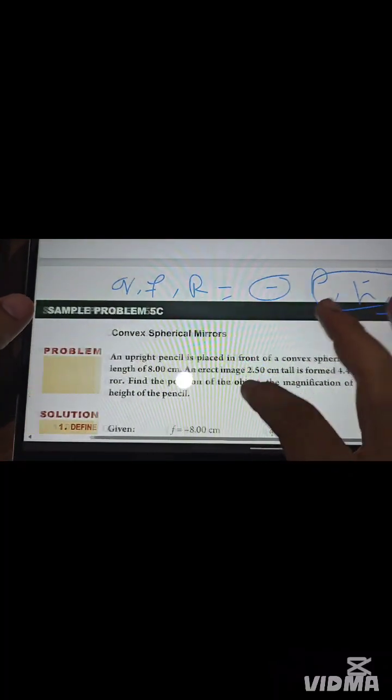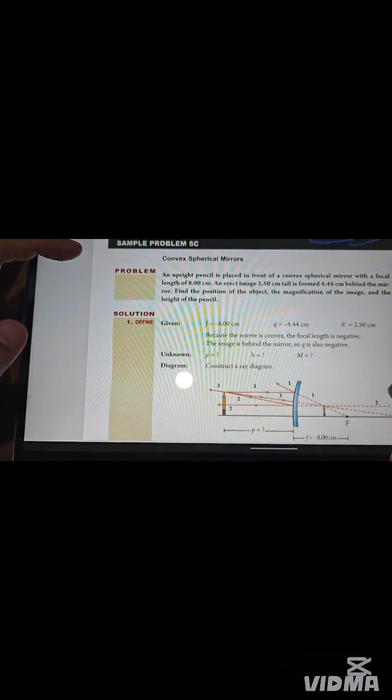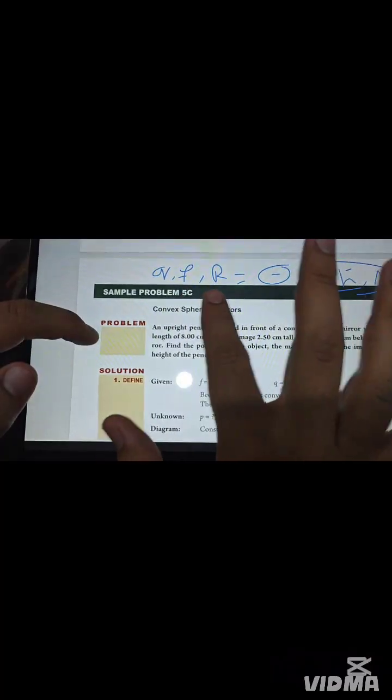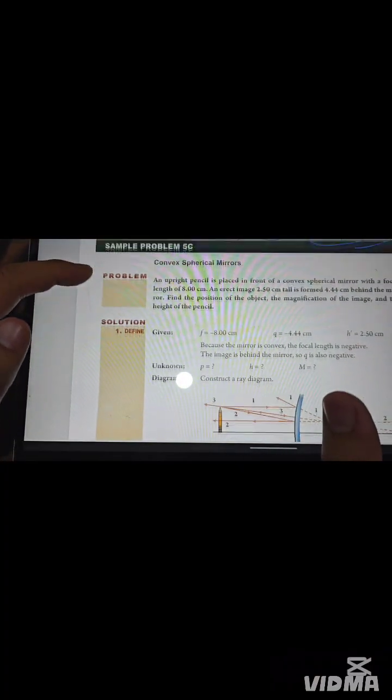Okay, so now let me solve the example. Let's memorize this: image distance q, f, and r are negative, and p, h, h dash, and m are positive.